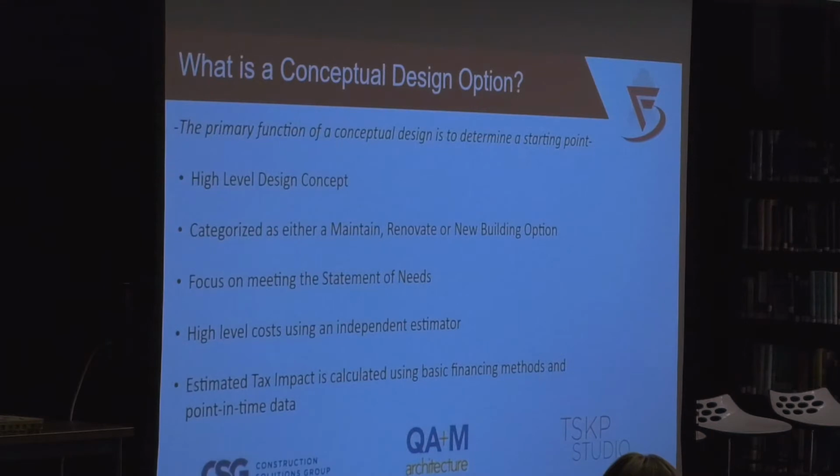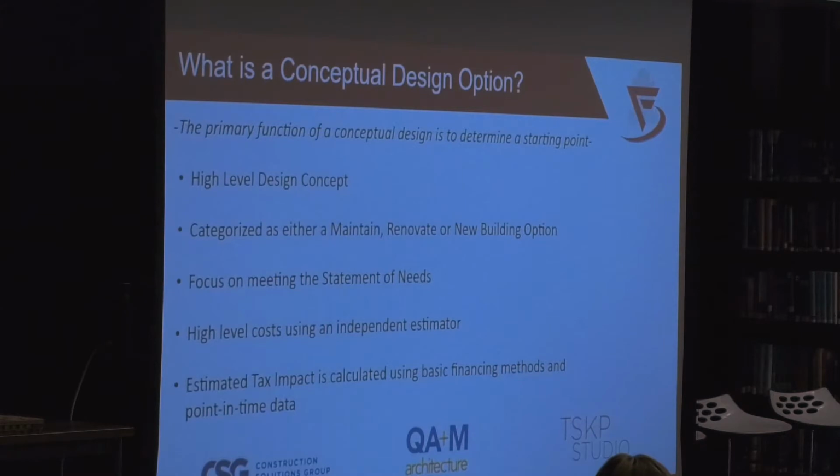But again, remember, these are conceptual options at the highest level to give us enough information to move forward. So again, very high-level design concepts. We categorize them as either a maintain, renovate, or new building option. The focus is really on meeting the statement of needs, which is out there on the website for everybody to read. You might have seen that one pager that's gone around. That's the summary of needs. That is a much larger statement of needs that has come out of the Board of Ed and has been approved there and come to us as far as what are really the requirements for the project that we're trying to meet those needs.